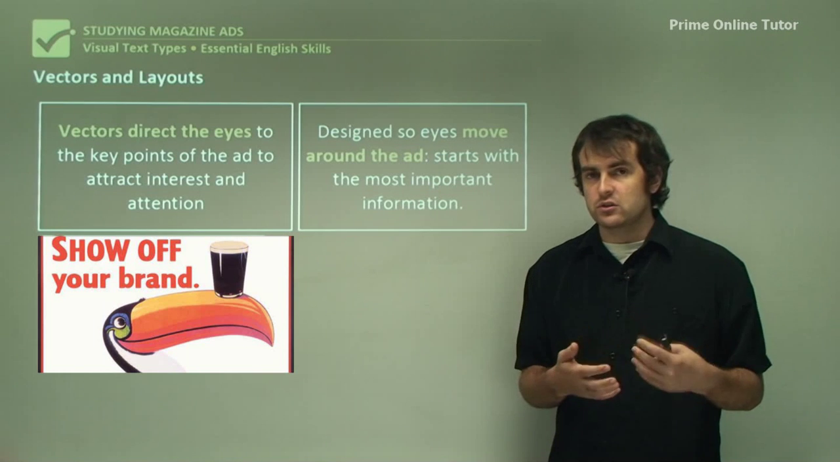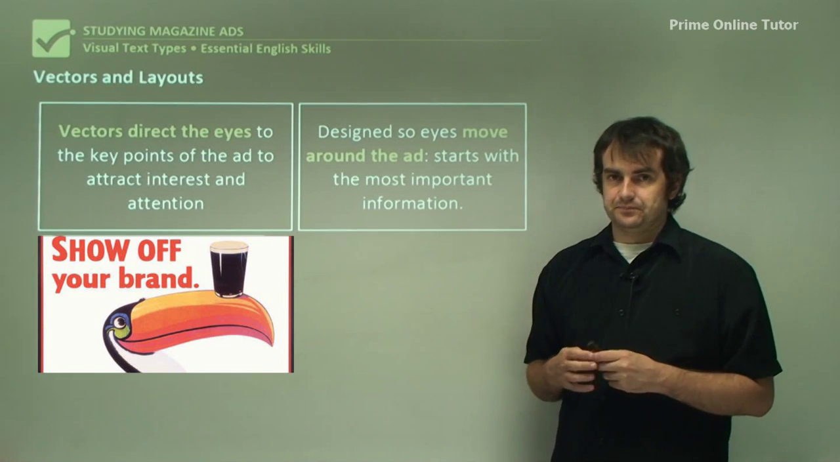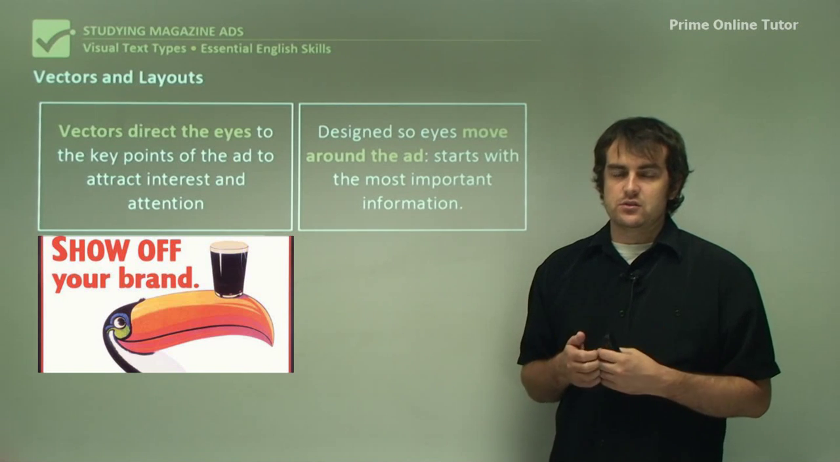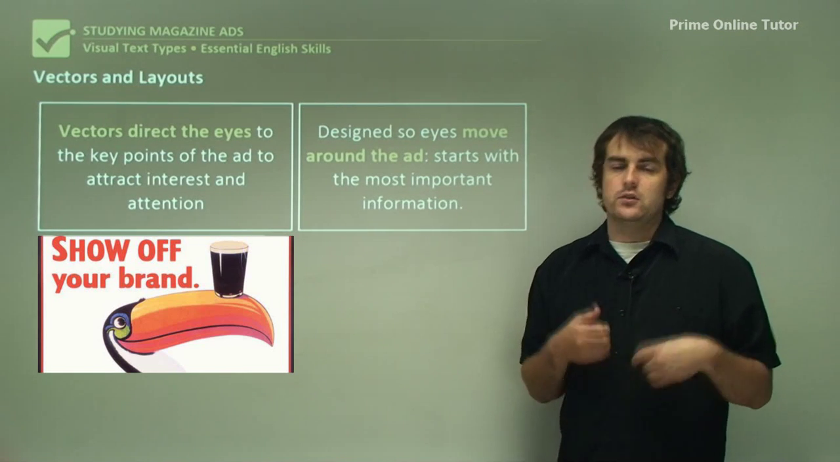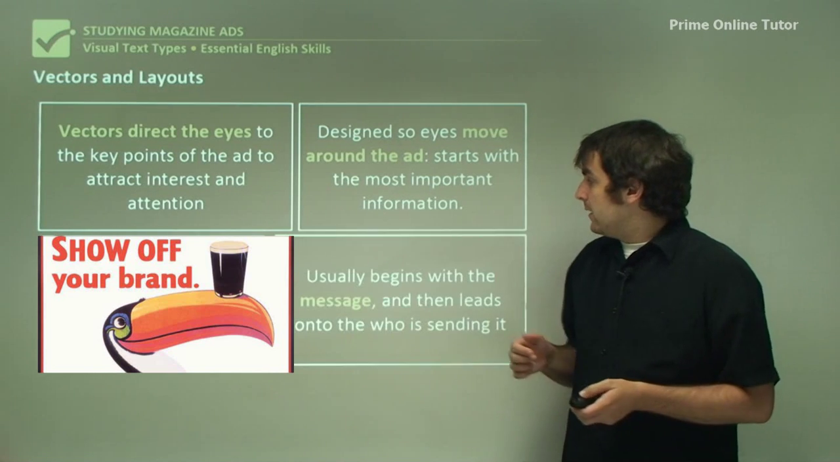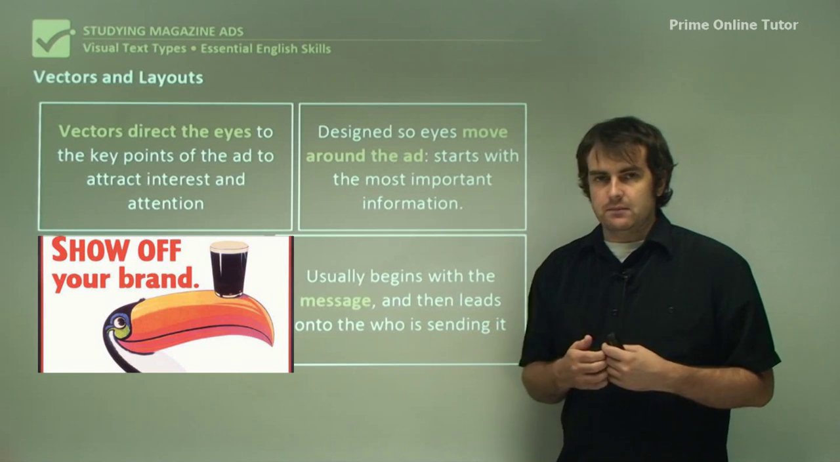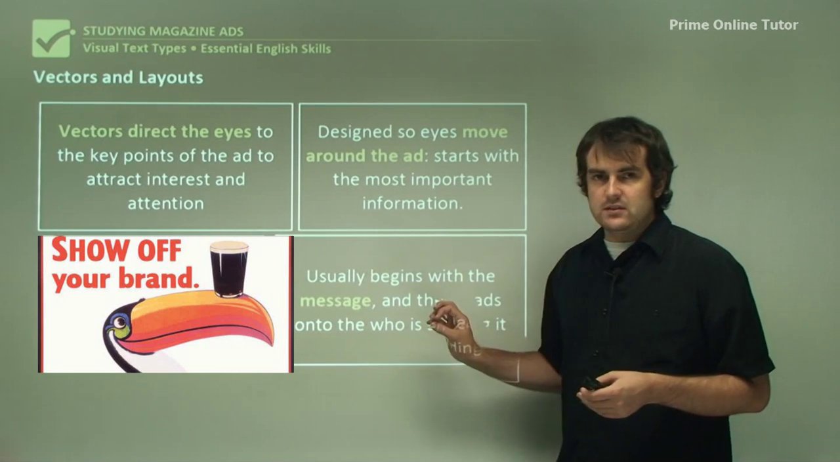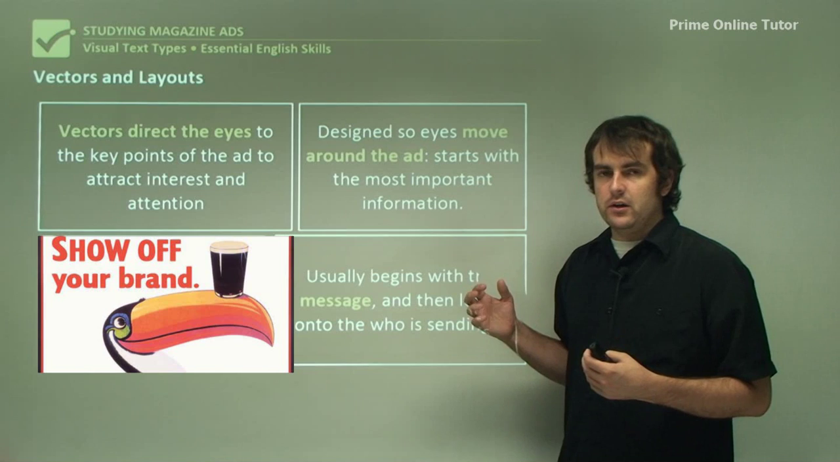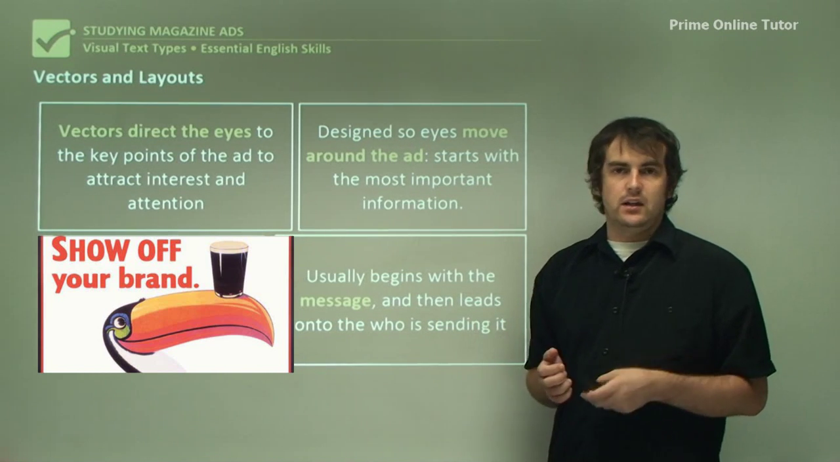They start to feel emotionally vulnerable. They start to feel emotionally connected to the problems and to the issues that a particular group or an individual or a society is facing, and then they'll be more inclined to act. And they usually begin with a message and then lead on to who is sending it. So as I mentioned before, what the message is, as in, you need to buy this burger, and then finally, who's sending it? The burger chain that's selling it.